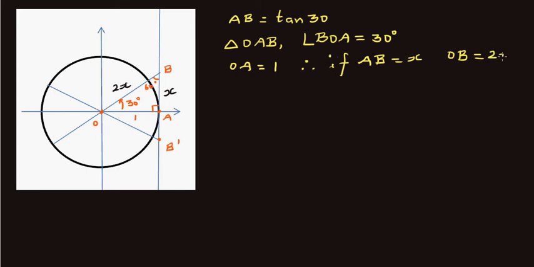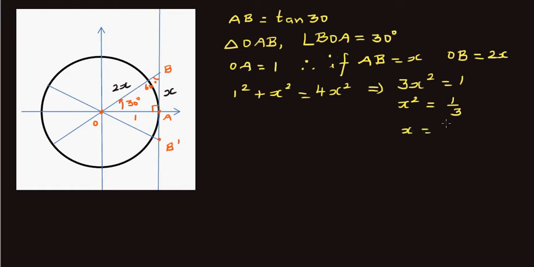Okay, so now using Pythagoras, can I say 1 squared plus x squared is equal to 4x squared? So making x squared the subject, this implies 3x squared is equal to 1. So x squared is 1 over 3, and so x is 1 over root 3.